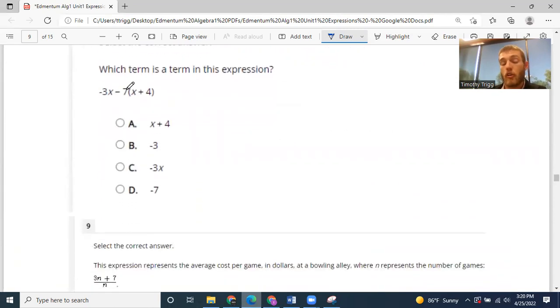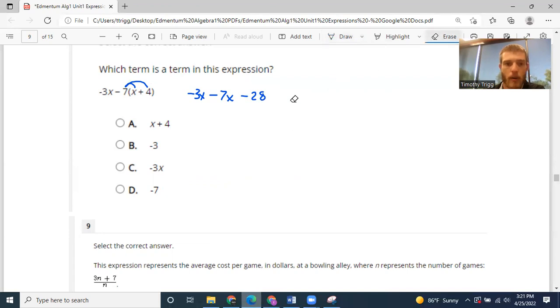This one, I think you can do it on your own as well. But I'm going to go ahead and give you the first step. What you want to do is distribute this -7. So -7 multiplies with both these. So that's going to be -7x minus 28. Then combine like terms.